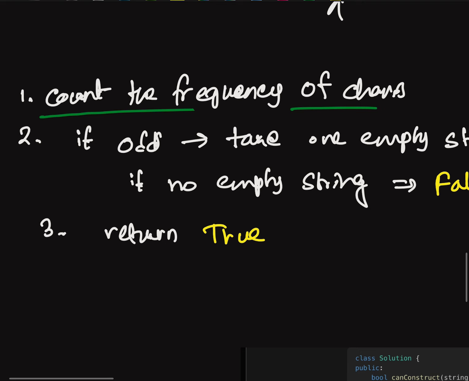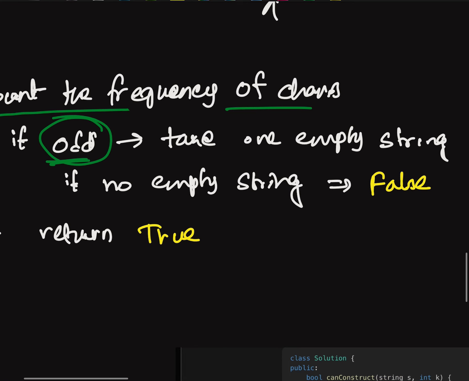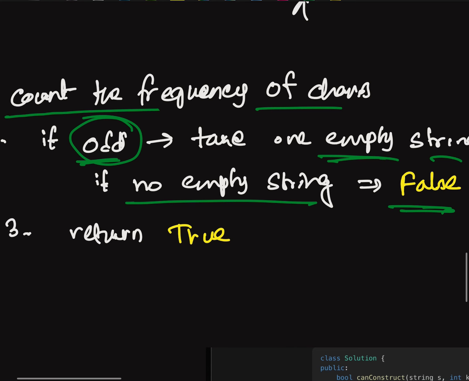Now what I'll do, I'll iterate over the characters in the frequency map. If the frequency of the current character that we are iterating is odd, that means I have to take an empty string where I will place one single odd character. Correct? So if there is no empty string present, at that time return false. Else I will consume that empty string, and the next time I'll go to the next character in this way.